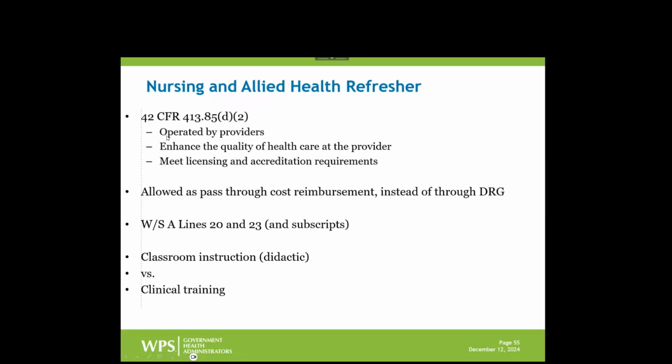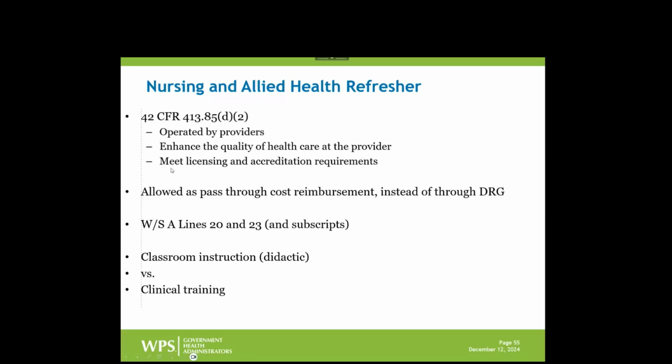But to be allowed for cost reimbursement, which is what nursing and allied health is, the program has to be operated by the providers. There's an exception to get you partial reimbursement we'll talk about, but generally it has to be operated by providers, not some other educational institution or the home office or anything like that. It has to just generally enhance the quality of healthcare at the provider, which is kind of an obvious one. Medicare wants to reimburse for things that are related to healthcare, that help improve healthcare. Training and education can certainly do that.